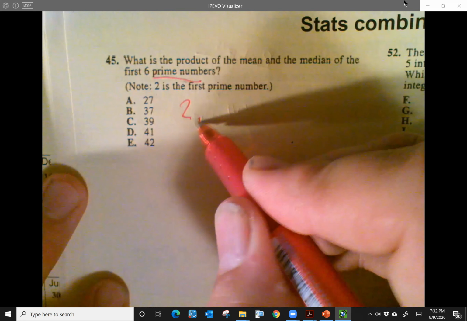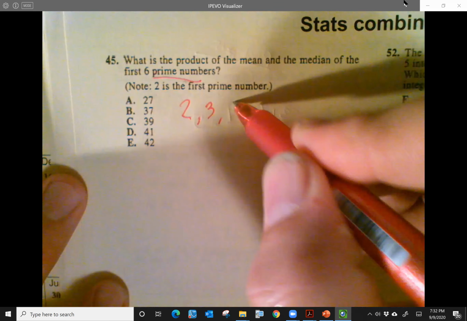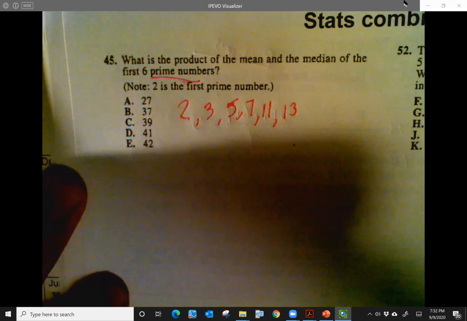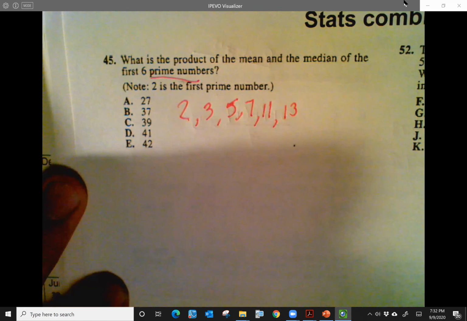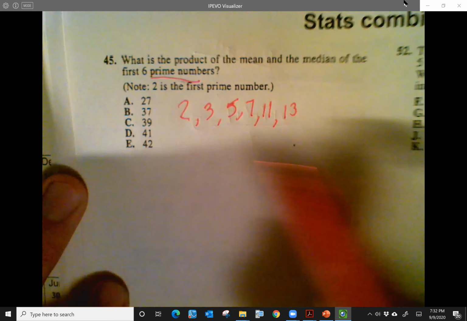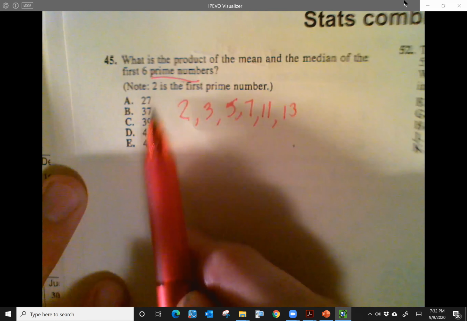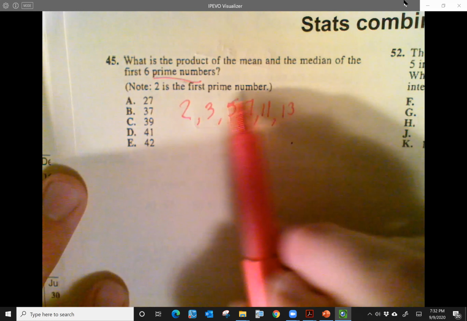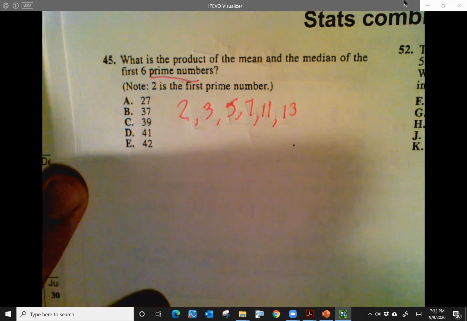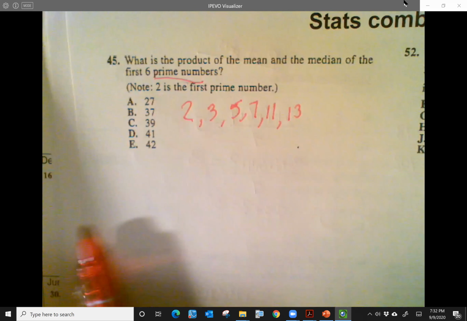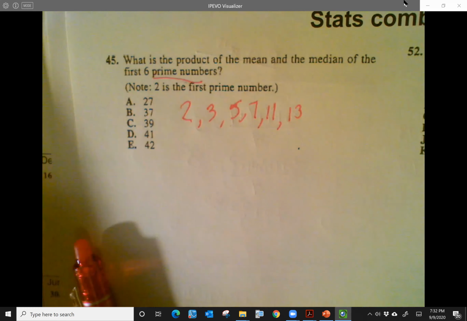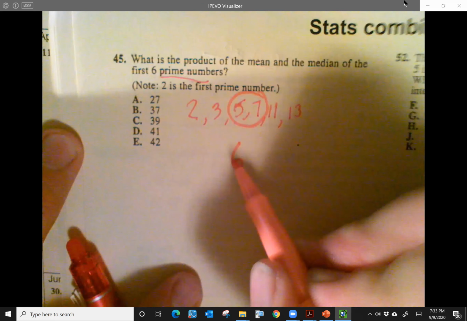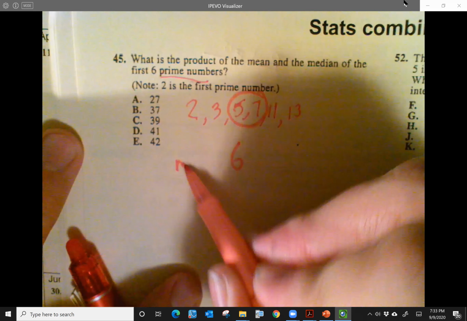Hang on, Alex. We want to give people a chance to think here. 2, 3, 5, 7, 11, 13. Yeah, a prime number is a number that's only divisible by 1 and itself. Now, 1 can't be a prime number because the way you get it is multiplying it by itself. And as they say here, 2 is the first prime number, so they kind of want to make sure no one's going to make that mistake. So the median, first off, there's actually 2 numbers in the middle, right? 5 and 7. So what's between a 5 and a 7? 6. So the median is a 6.